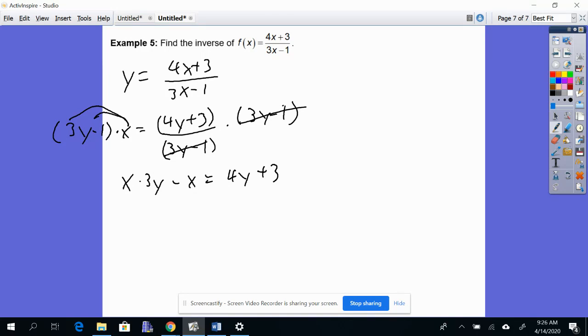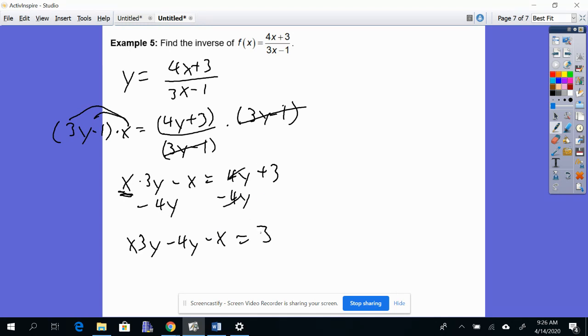Okay, now here's the trick. Anything that has a y, I want to put on the left side. Anything that has an x, or anything else actually, I want to throw on the right side. y is on the left, everything else on the right. So I'm going to subtract 4y. Now I can't subtract these together because they're not like terms. This has an x term, this does not. So x times 3y minus 4y minus x, these cancel, equals 3.